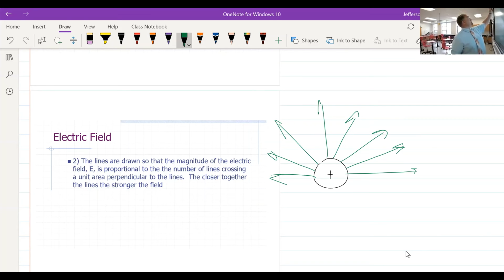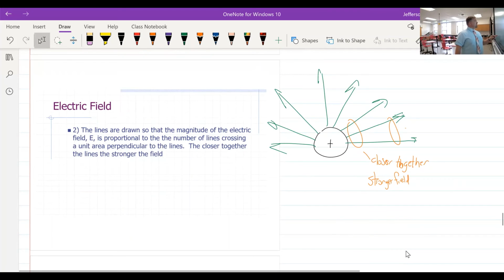And what we can say is that the closer together the lines, the stronger the field. So exactly what we talked about with gravitational field strength. The closer together the lines are, the stronger the field. So here we had 3 lines, here we only have 2. So it's going to be weaker further away.